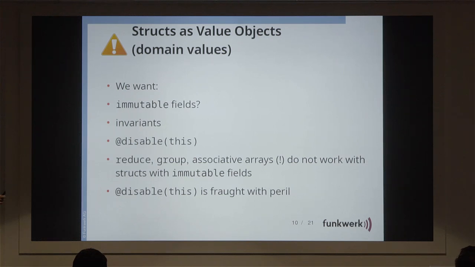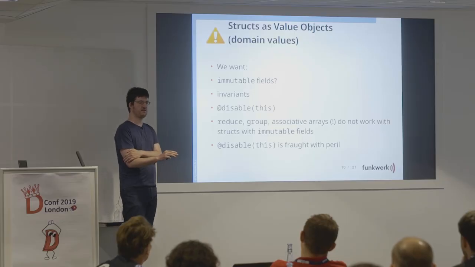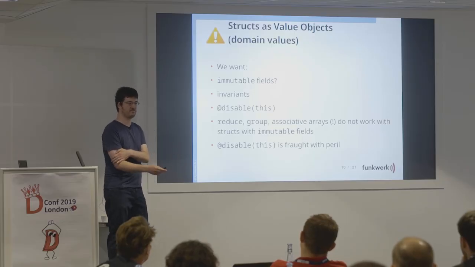Now, what we want is immutable. What we really, really want is to be able to say nothing in here can change state. You can only return a new value. You can't mutate anything, especially because everything in those structs could be public. We want it to be public. We want the domain level to be transparent because we're not hiding anything down here.